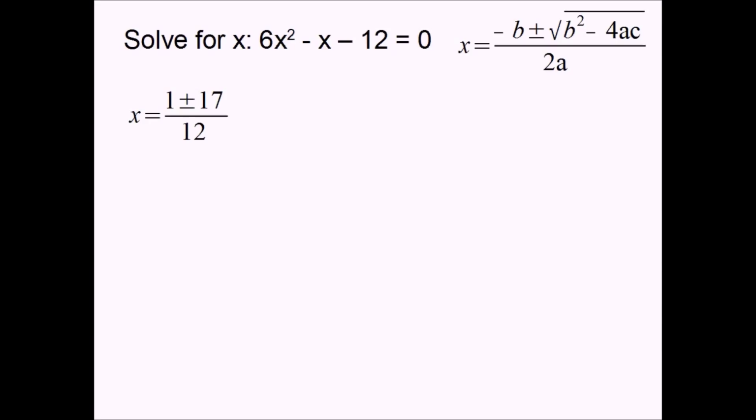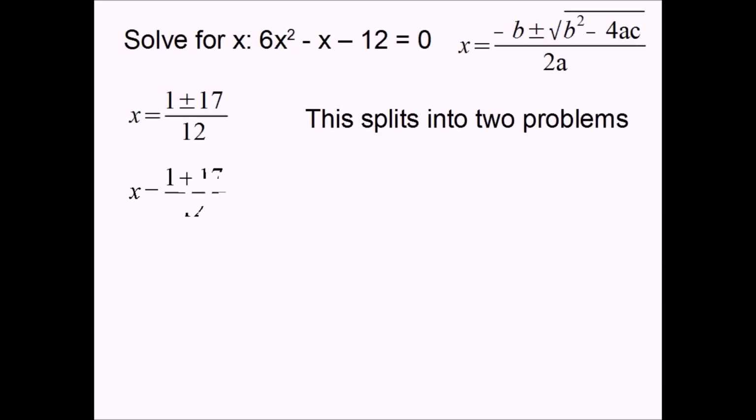Once again, to deal with that plus or minus, this splits into two different problems. We got 1 plus 17 over 12 and 1 minus 17 over 12. Just like last time, I'm going to clean those up. 1 plus 17 is 18. 18 divided by 12 does not go evenly, but we can reduce the fraction. Both of those are divisible by 6. So 18 divided by 6 is 3. 12 divided by 6 is 2. So that's 3 over 2.